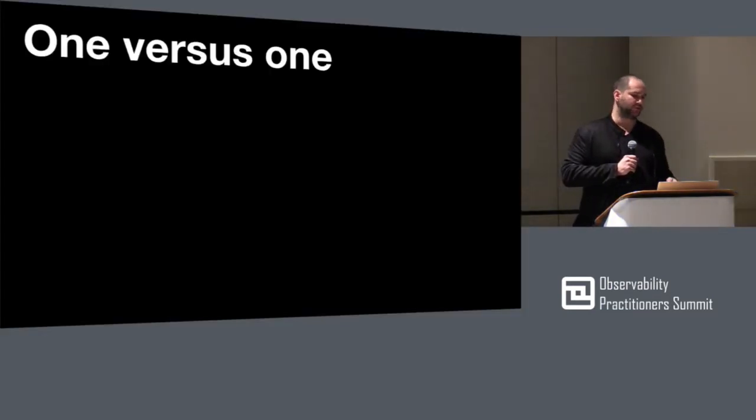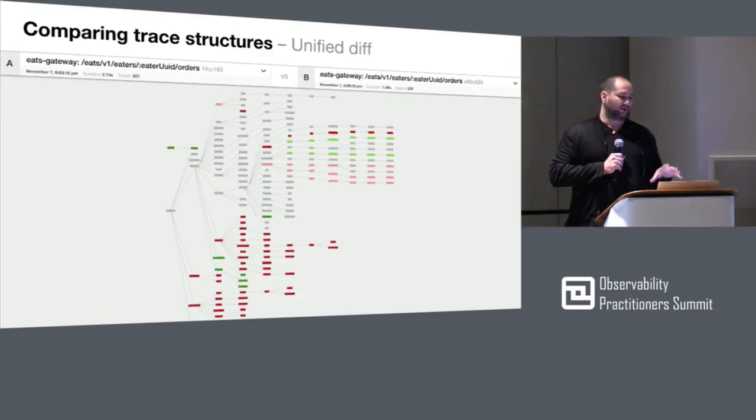So another approach to viewing tracing data is to compare one trace against another trace. We call this trace comparison or trace diffs. Here's an example of a structural diff. So these are two traces. They're both post orders to eats, and this view is essentially a unified diff. We have a trace A and a trace B, and underneath it we have a tree representation, and we've created a unified diff.